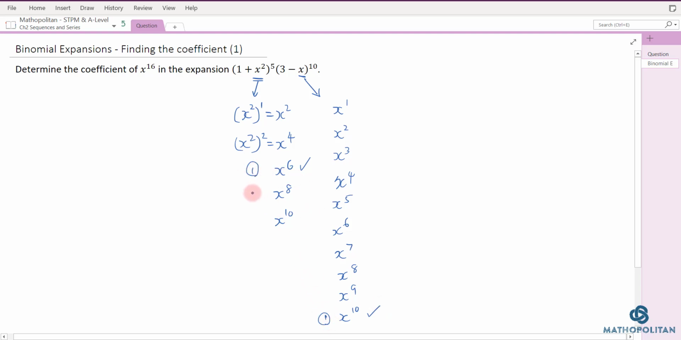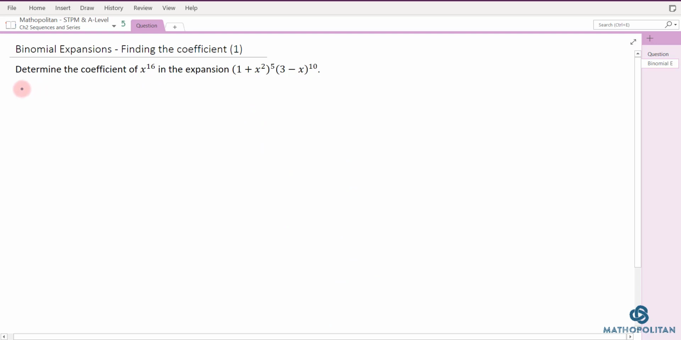The next one, x^8, will be multiplied by the term in x^8 to get x^16. And x^10 will be multiplied by x^6 to get x^16. So if you follow the first way, which is to expand each of those brackets, you will need to multiply these terms together.